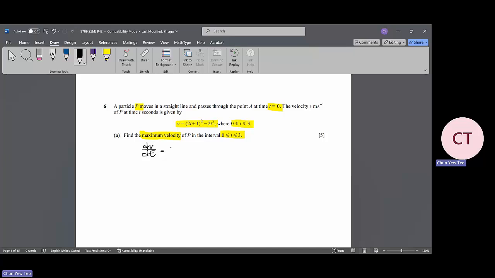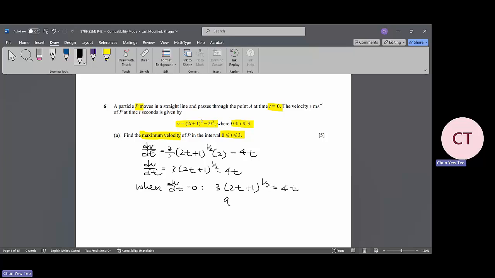So differentiate dv/dt, you will get 3 over 2 times (2t plus 1) power half times 2, minus the 40t, by using the chain rule. Simplify them, you have 3 multiplied by (2t plus 1) power half minus 40t. That is your acceleration. Then in order to get maximum velocity, your dv/dt must be 0. That means 3 (2t plus 1) power half is equal to 40t. And you have 9 of (2t plus 1) is equal to 16t squared.